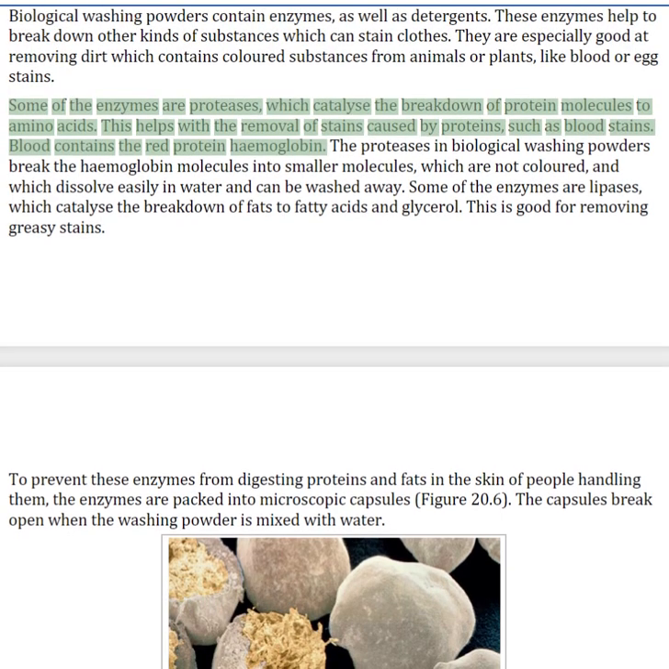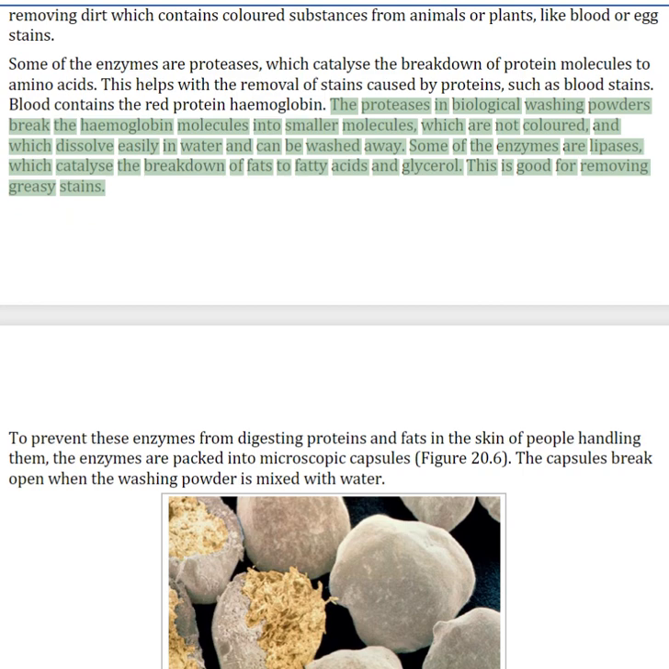Some of the enzymes are proteases which catalyze the breakdown of protein molecules to amino acids. This helps with the removal of stains caused by proteins, such as blood stains. Blood contains the red protein hemoglobin. The proteases in biological washing powders break the hemoglobin molecules into smaller molecules which are not colored and which dissolve easily in water and can be washed away.